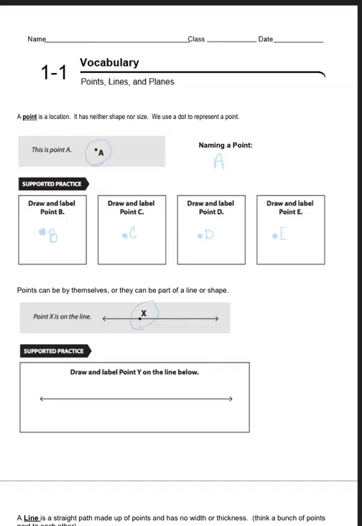For the supported practice, we're going to draw and label point Y on the line below. It does not matter if you put Y at the beginning of the line, at the end of the line, or somewhere in the middle, as long as you put Y somewhere on that line. That's really all we care about for that particular example.